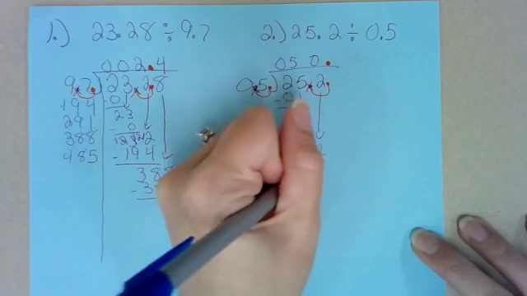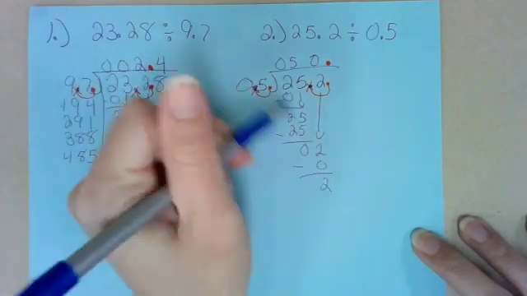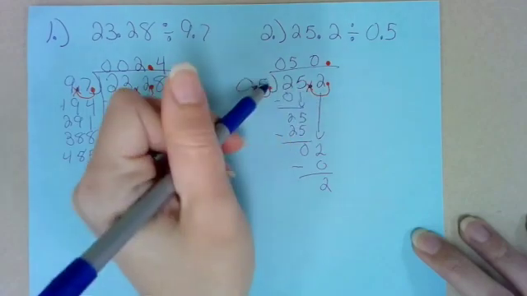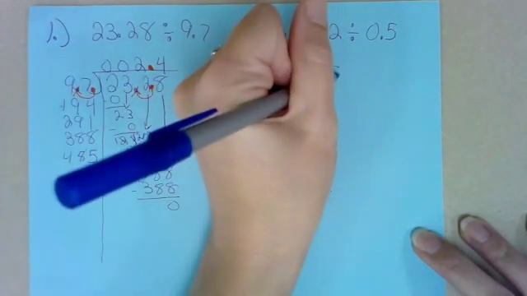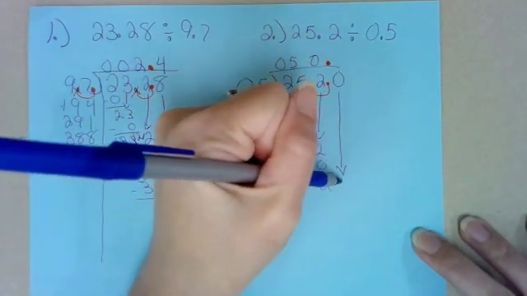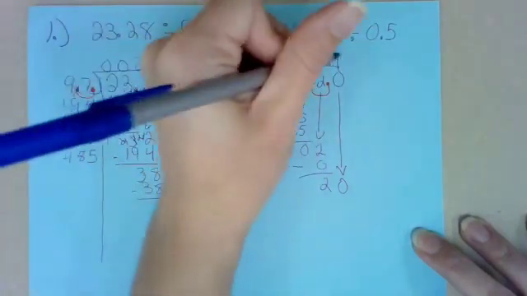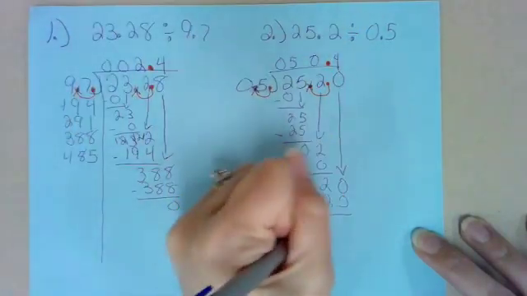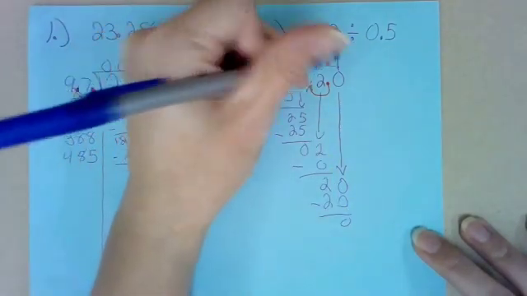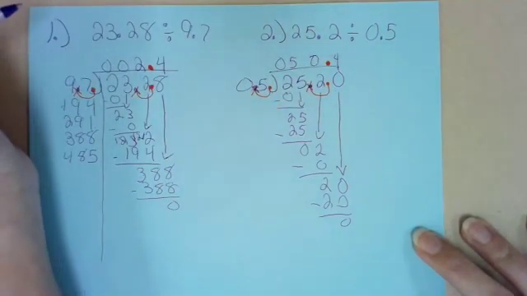0 times 5 is 0. We subtract and get 2. It is less than our divisor, but we're not allowed to have a remainder since we're dividing decimals. So we put a 0 in our dividend and bring it down and keep going. 20 divided by 5 is 4. 4 times 5 is 20. We have no remainder. So we got 50 and 4/10 as our quotient.